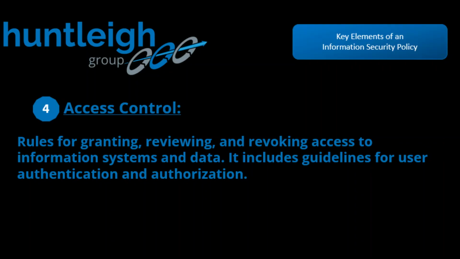Key element number four is access control, and this relates specifically to information systems and data, and it provides the governance rules for granting, reviewing, and or revoking access to those two areas. It also includes the guidelines for user authentication and authorization.